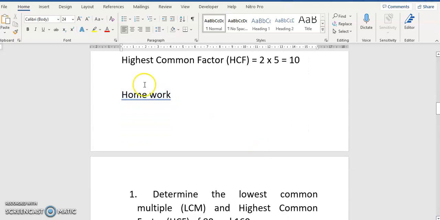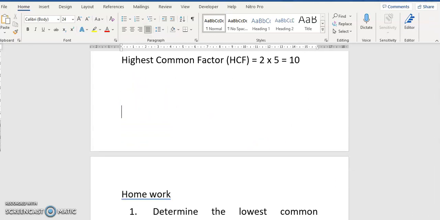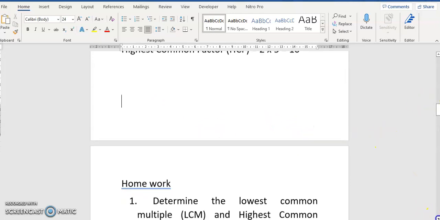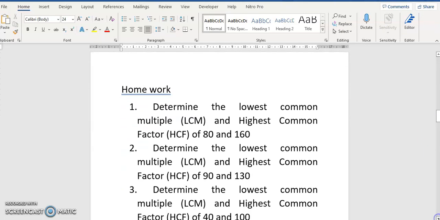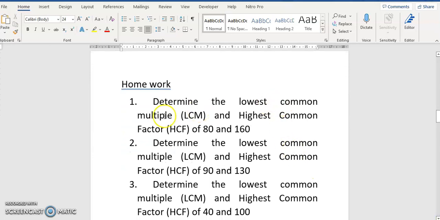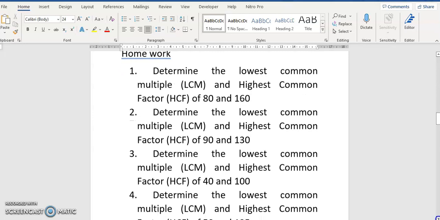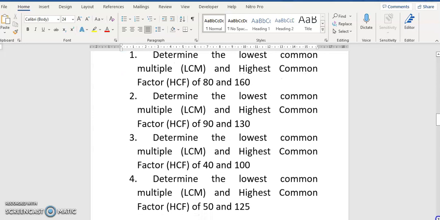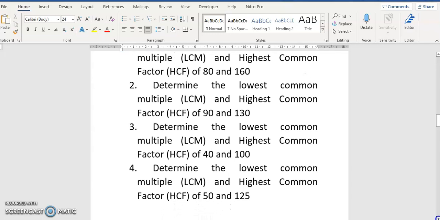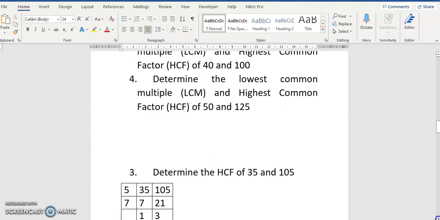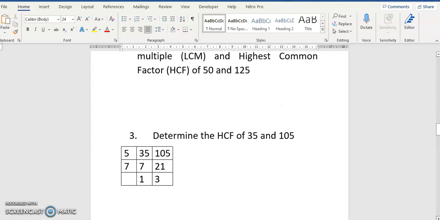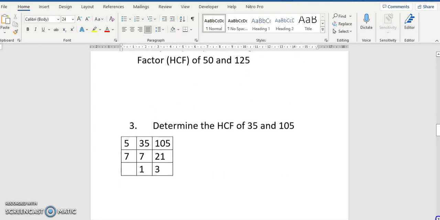Okay, so this is your homework. Determine the lowest common multiple and highest common factor of 80 and 160. Determine the lowest common multiple and the highest common factor, which is HCF. So you do all this for me now. Determine the highest common factor of this and that.